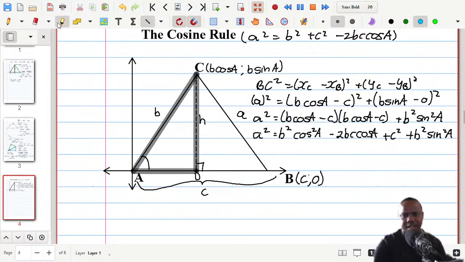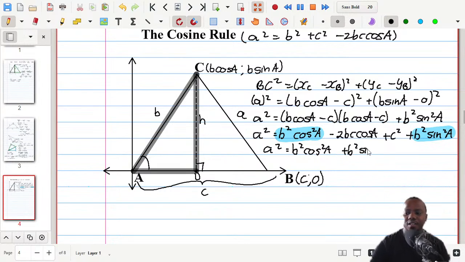Let's have a look at what's happening here. If you look carefully, you will notice that we have a common factor. I can group b squared cos squared a and b squared sine squared a. So a squared is going to be equal to b squared cos squared a plus b squared sine squared a plus c squared minus 2bc cos of a.